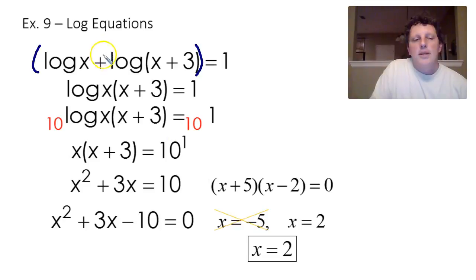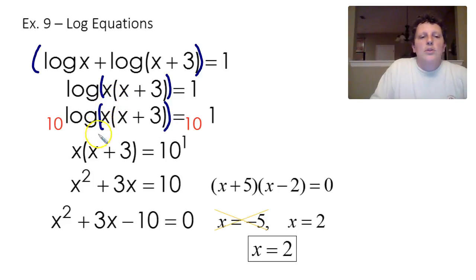Addition of two logs becomes multiplication inside of one log. So we're going to condense this log of x plus log of x plus 3 to be log of x times x plus 3. Now that log has an understood base of 10. So in order to cancel out that log, I'm going to put a base of 10 on both sides of the equal sign. It's going to cancel out the log on the left, giving me just x times x plus 3. And 10 to the first power on the right is 10.